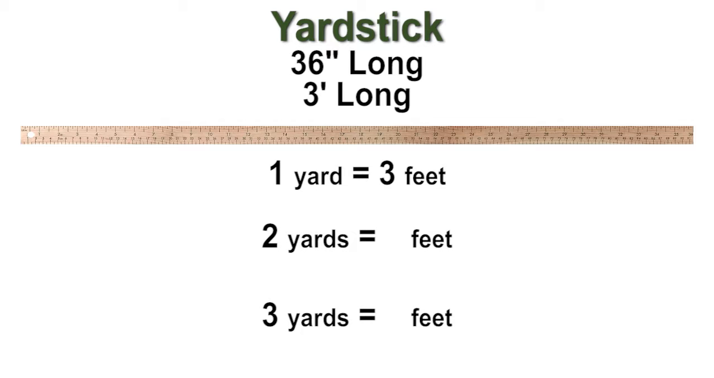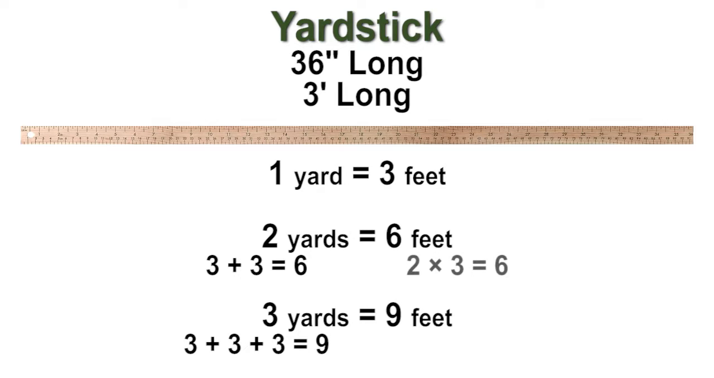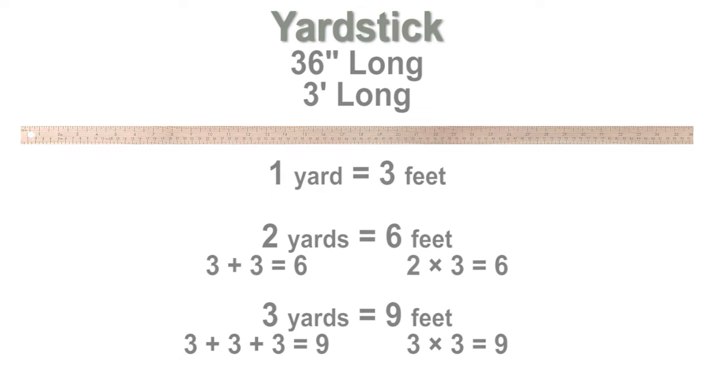How can larger units be converted to smaller units? We might use repeated addition to find out. If 1 yard is 3 feet, 2 yards would be 3 plus 3, or 6 feet, and 3 yards would be 3 plus 3 plus 3, or 9 feet. We could also use multiplication. If 1 yard is 3 feet, then 3 yards must be 3 times 3, or 9 feet.